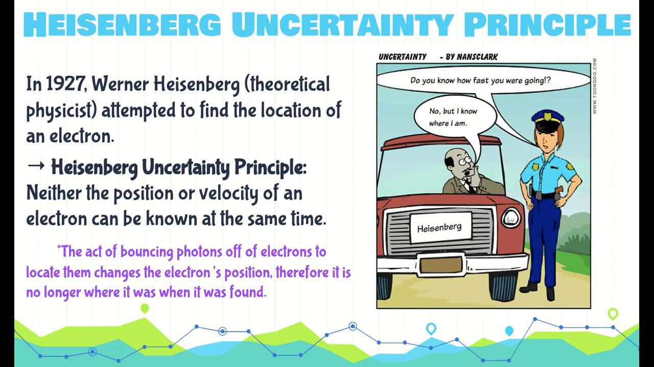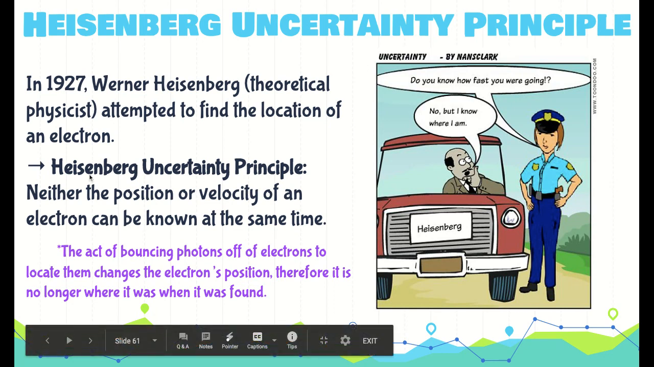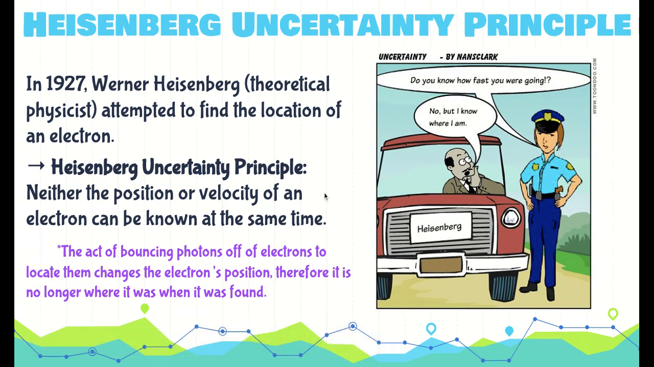He found that even if he did hit the electron just right and it didn't bounce it out of its orbital, the electrons are moving so quickly that it didn't matter. Even if you caught it at that instant, the electron had since moved on by the time the image got back. So this was his uncertainty principle. This here was his principle, that neither the position or the velocity of an electron can be known at the same time.